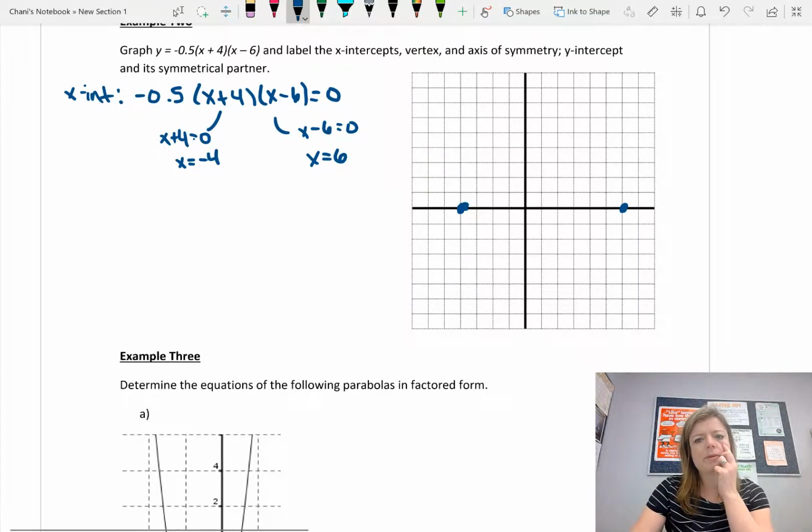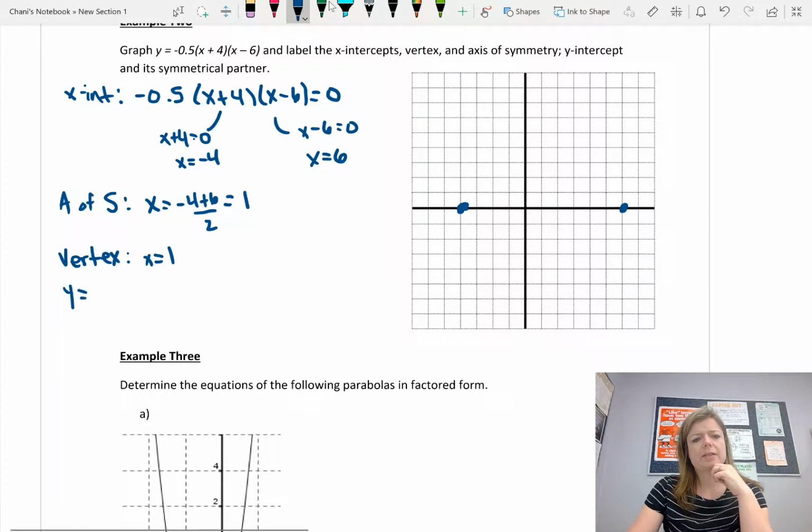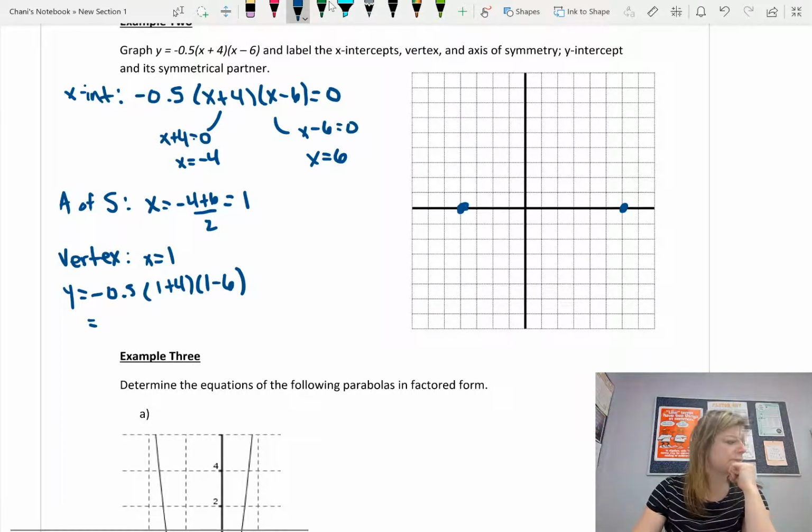Okay, so now we are going to find the vertex and the axis of symmetry. So the axis of symmetry is halfway between, so x equals (-4 plus 6) divided by 2, which is 2 divided by 2, which is 1. Okay, so the vertex then has an x value of 1. We need to find the y value. So y equals -0.5 times 1 plus 4 times 1 minus 6. So if you do that, you get 12.5.